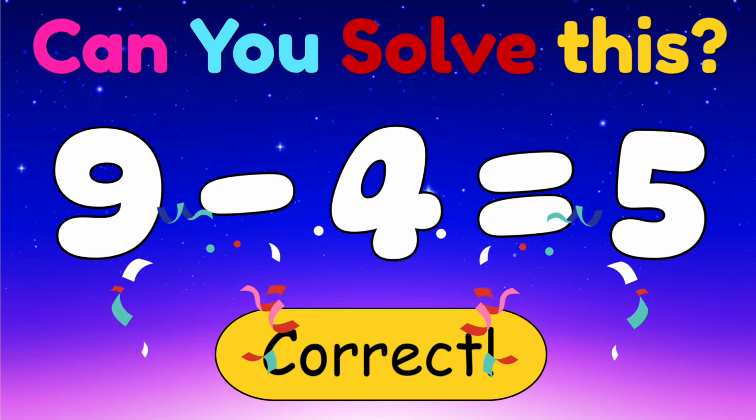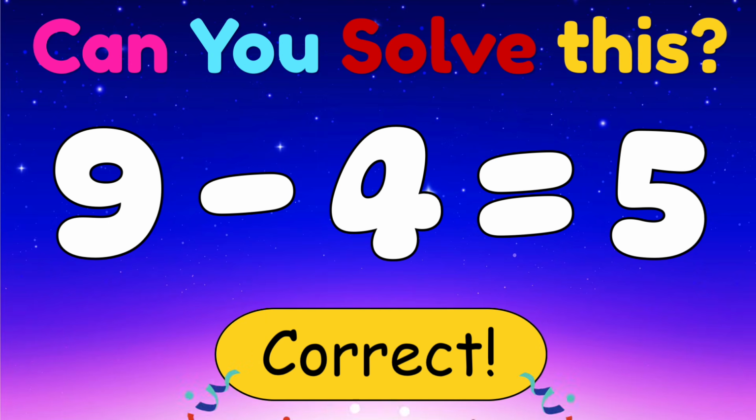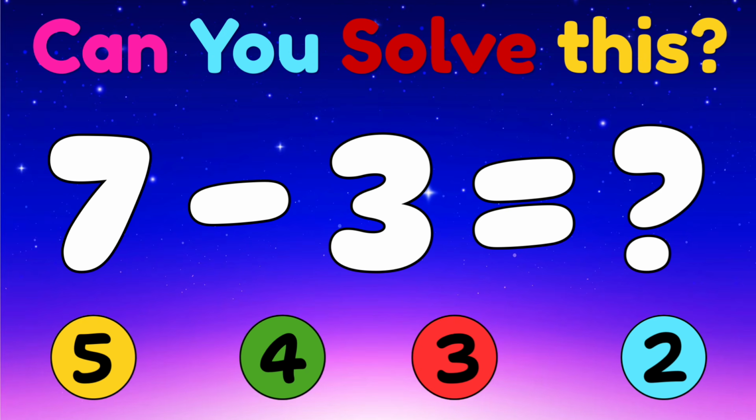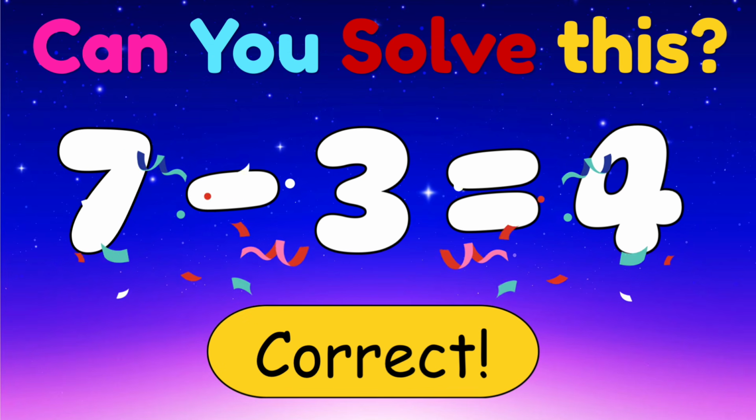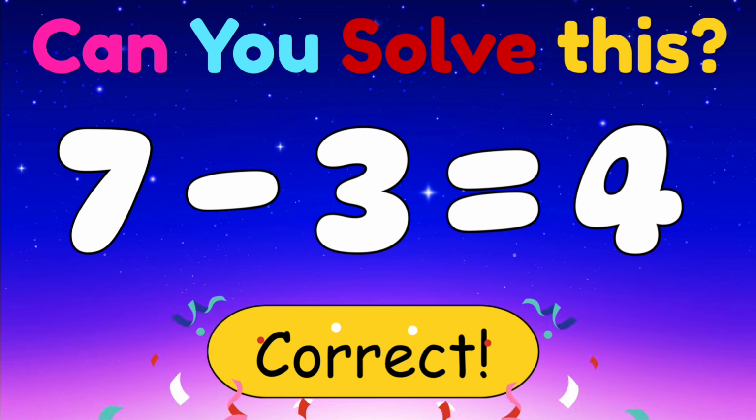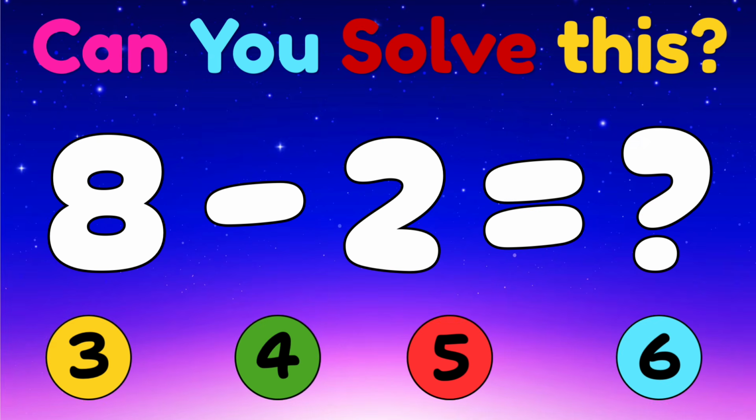Correct. 9 minus 4 equals 5. What is 7 minus 3? And the correct answer is 4. Great job. Can you solve this one? 8 minus 2 equals.